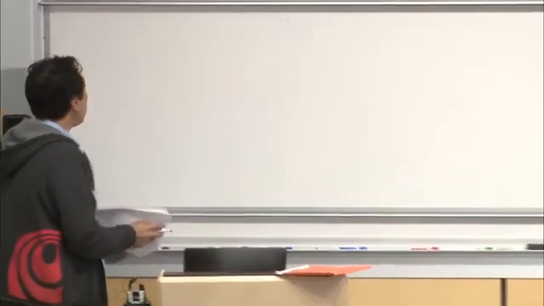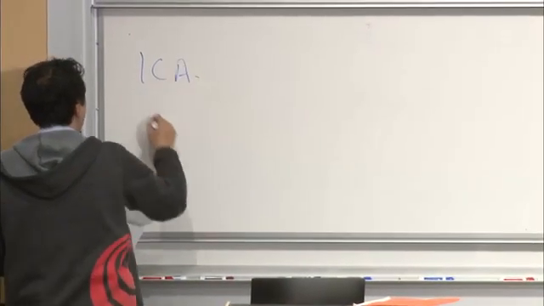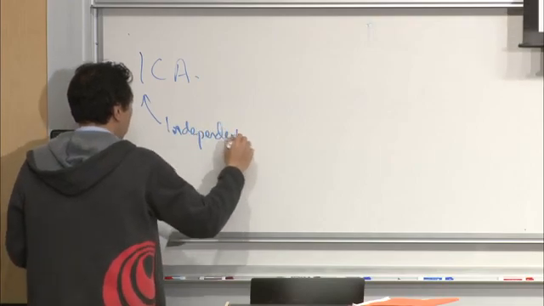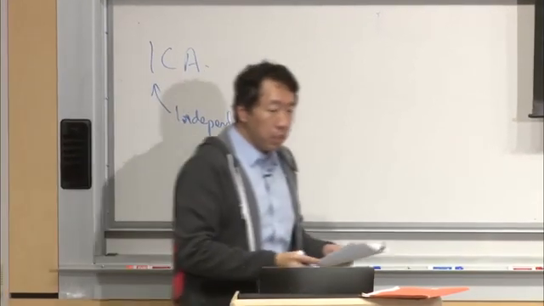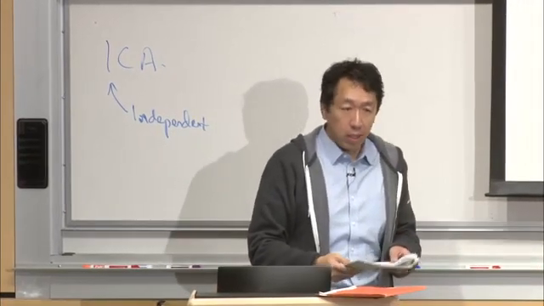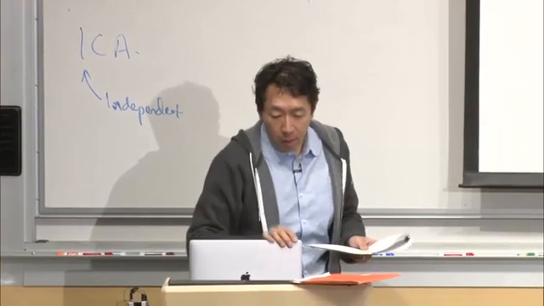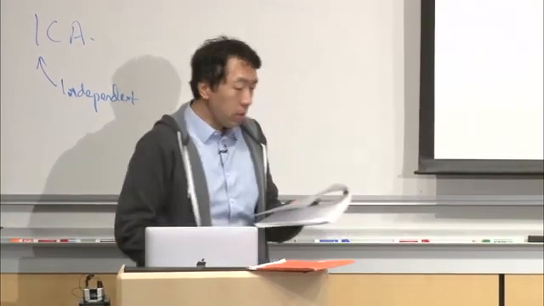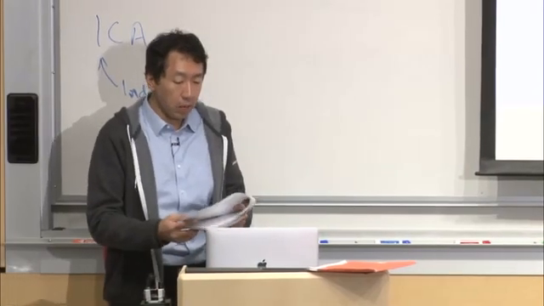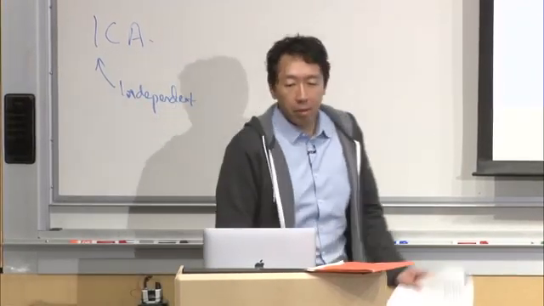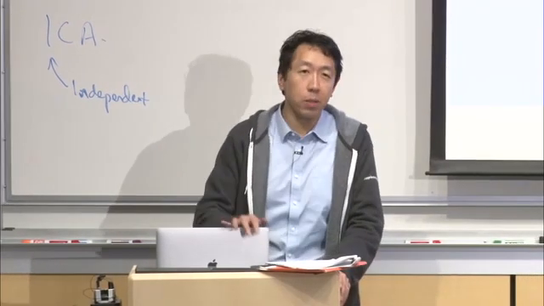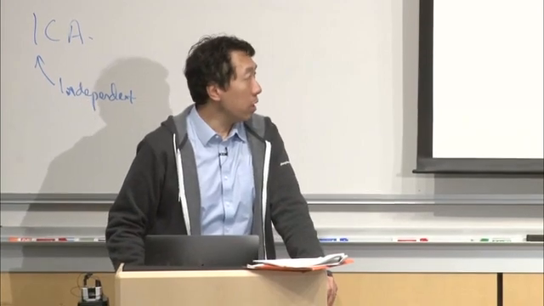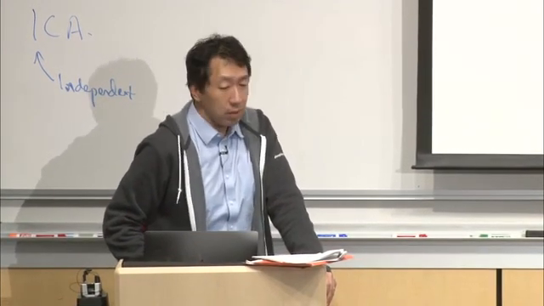So PCA finds the principal components of the data. ICA finds the independent axes of variation of the data. In order to motivate ICA, what you get to do in one of the homework problems is implement an algorithm that solves the cocktail party problem.